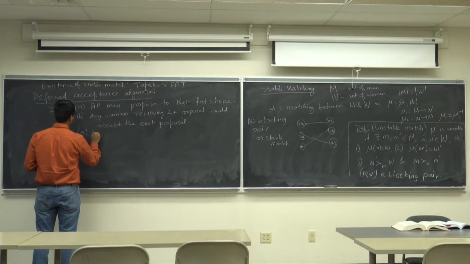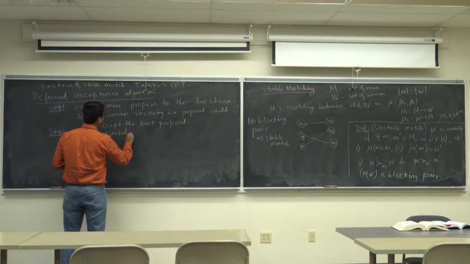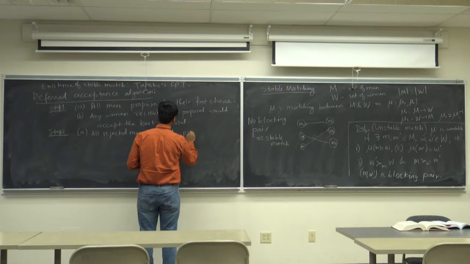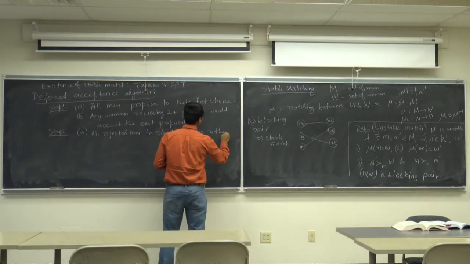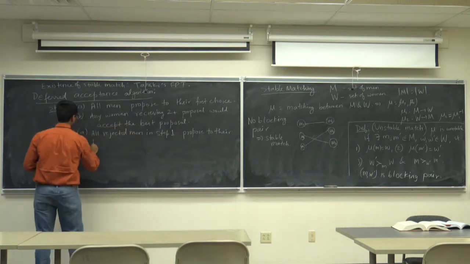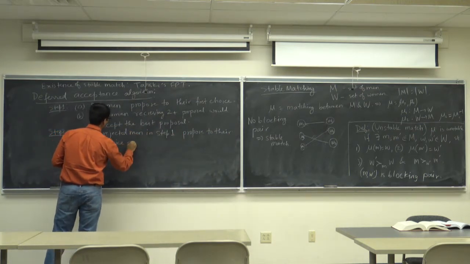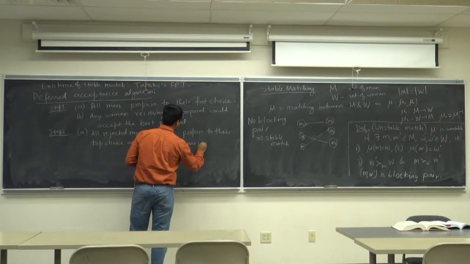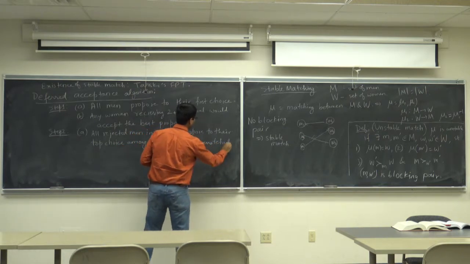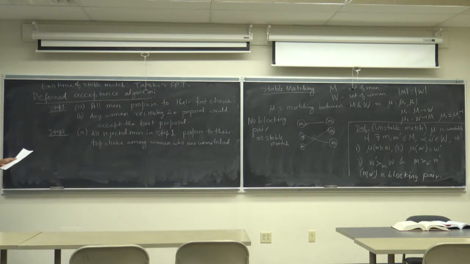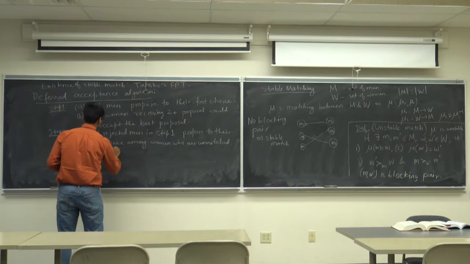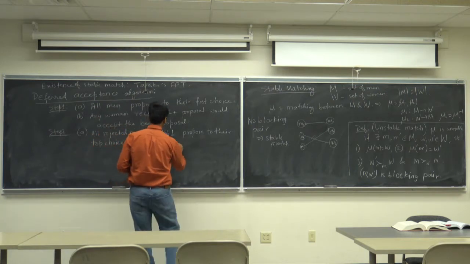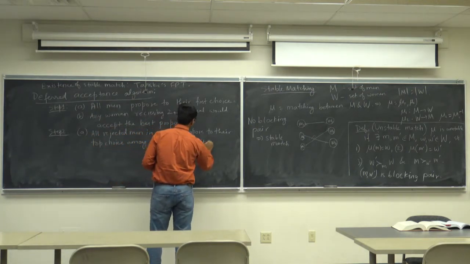In this case, all men rejected in step one propose to their top choice among women who are unmatched. And who didn't reject them? Oh, actually, it's the women who didn't reject them. So they could be matched.